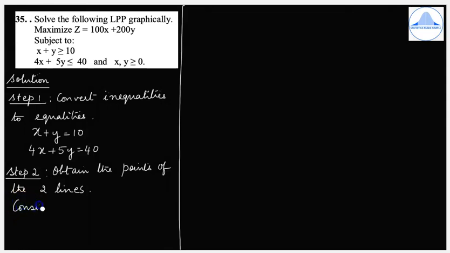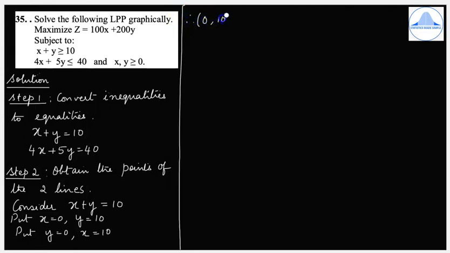So now consider the first equation, that is x plus y is equal to 10. Here you put x equal to 0. When I do that, I'll get y equal to 10. And similarly, when I put y equal to 0, I get x is equal to 10. So we write therefore 0 comma 10. So first you should write x and then you should write y, and 10 comma 0 are the points of the line which is x plus y equal to 10.